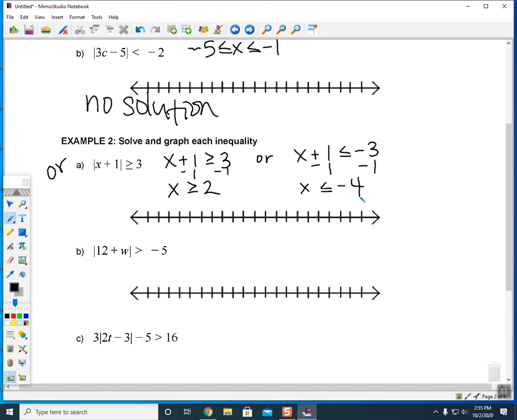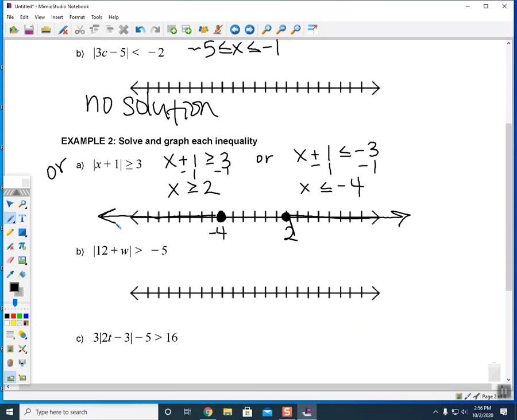Because it's less than or equal to and greater than or equal to, I will have closed dots. So I'll have a closed dot here on negative 4. I'll have an open dot over here on positive 2. I have that x is greater than 2, so that's going to go this direction. It's going to go this way. X is less than or equal to negative 4. That's going to go that way. Which makes sense because I know that this is an or statement, right? So that's my solution.